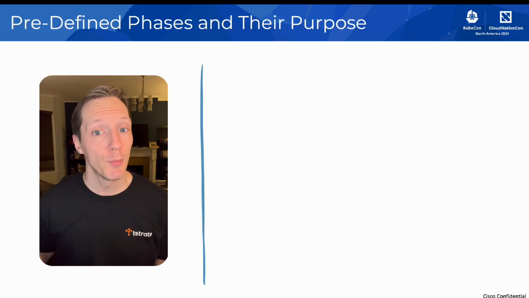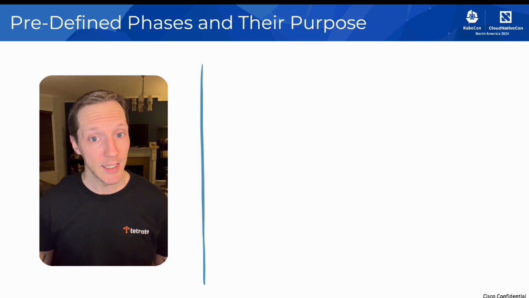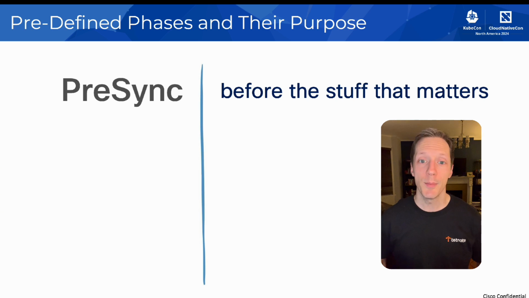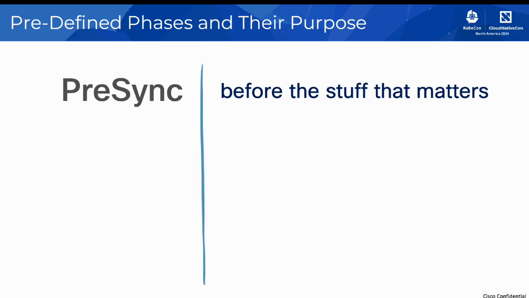There are some predefined sync phases that Argo CD provides for us, and we can key off those to determine at a high level when things deploy. The first is pre-sync, and the mentality behind pre-sync is that's when you're supposed to push the stuff that comes before the stuff that matters. You could think of this as DB seeding, password provisioning, running an OpenTofu file just to make sure all the infrastructure is in place. That's what you would run in your pre-sync, or at least that's the mentality behind pre-sync.